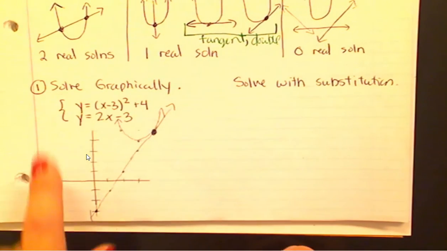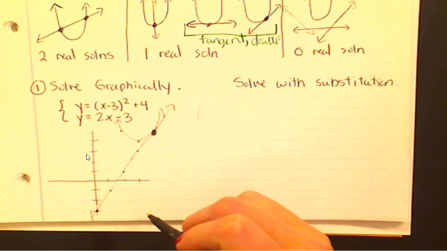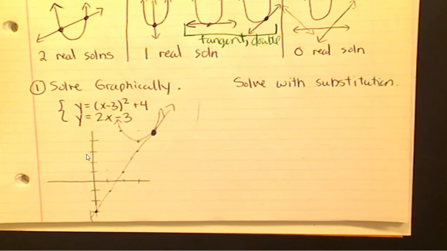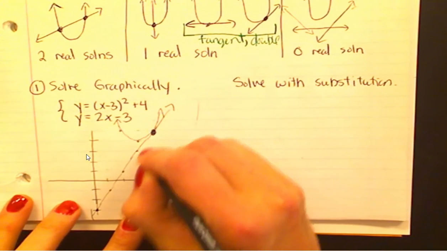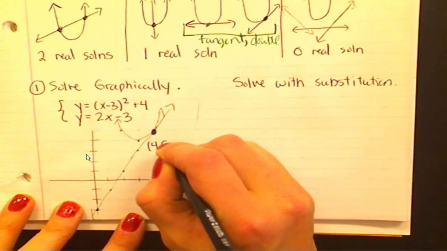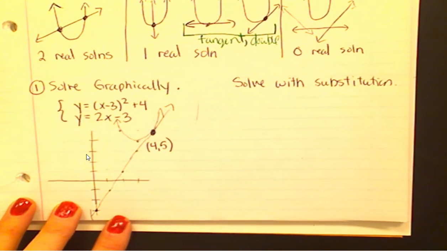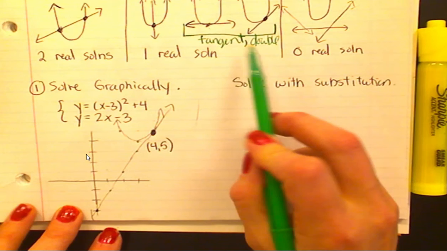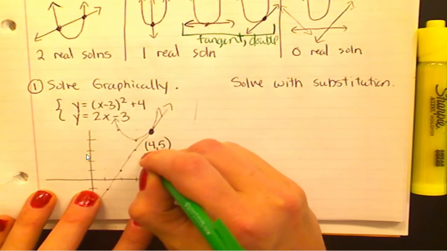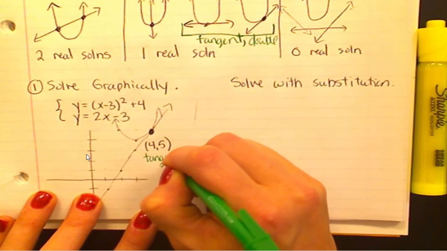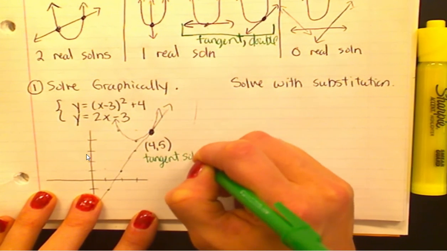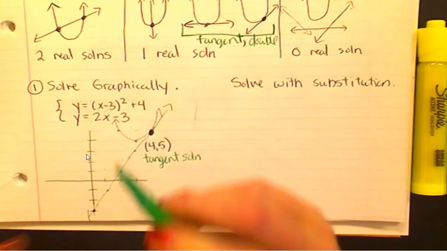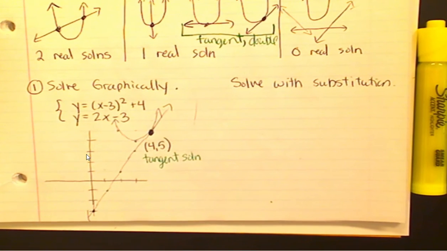Solve the system graphically. So I sketched my picture. I used my computer to check it, and I'm going to write 4, 5. And I'm going to add the vocab words with it. It's a tangent or it's a double solution. Tangent solution, because it touched in just one place on the graph. It kind of runs right along the outside of the graph. Tangent solution.